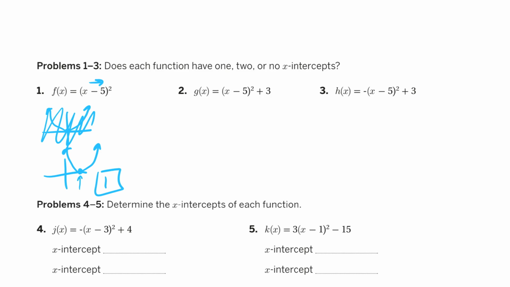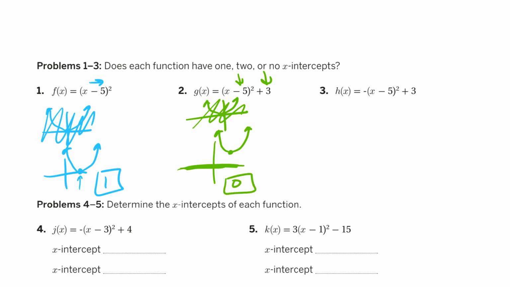For number 2, we are shifting the same idea. We're shifting 5 to the right and then 3 units up from there. So instead of looking like our original one, we're going 5 units to the right and 3 units up. And our parabola pointing up here is never going to cross this x-axis here. And so we say that there are 0 x-intercepts.